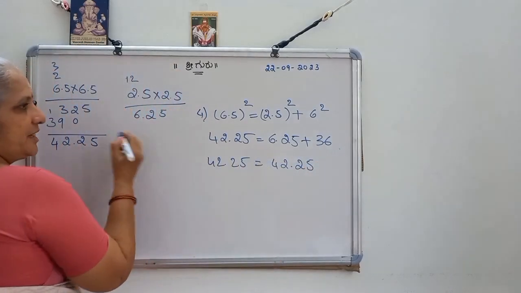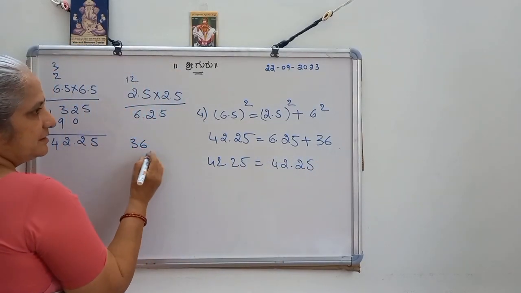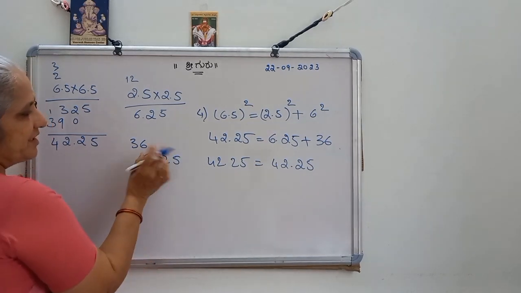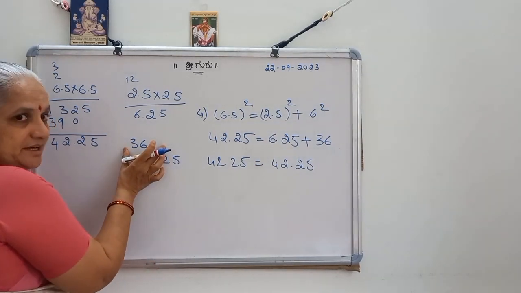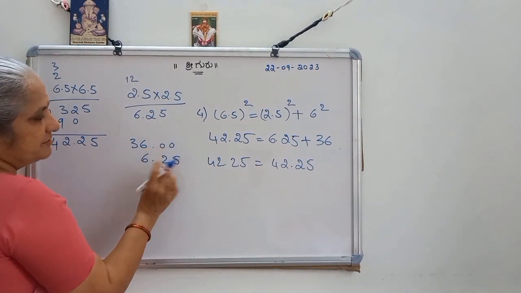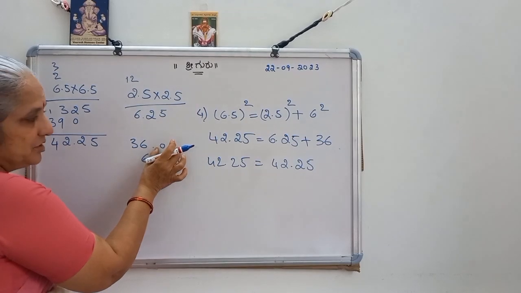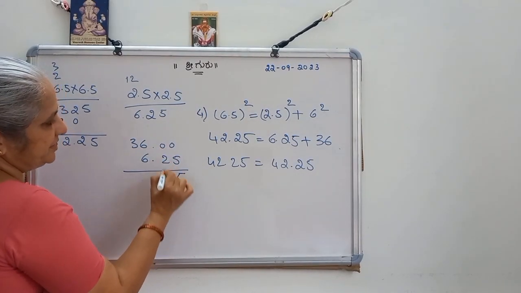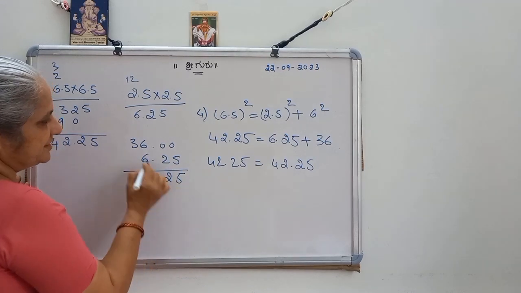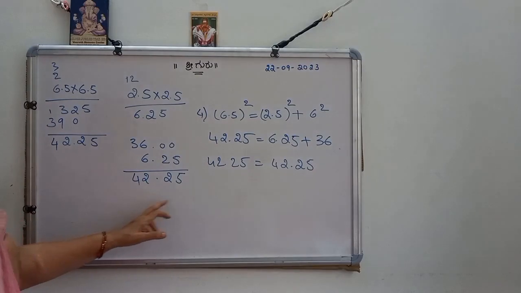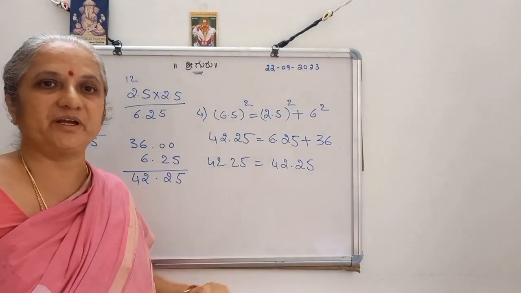Do you remember how to add decimal numbers? 6.25. Decimal point is not there in 36 because it is a whole number. We can put a decimal point and put zeros, where these zeros have no value, and by adding, 5 plus 0 is 5, 2 plus 0 is 2, the decimal point as it is, 6 plus 6, 12, and 3 plus 1, 4. 42.25 is equal to 42.25.